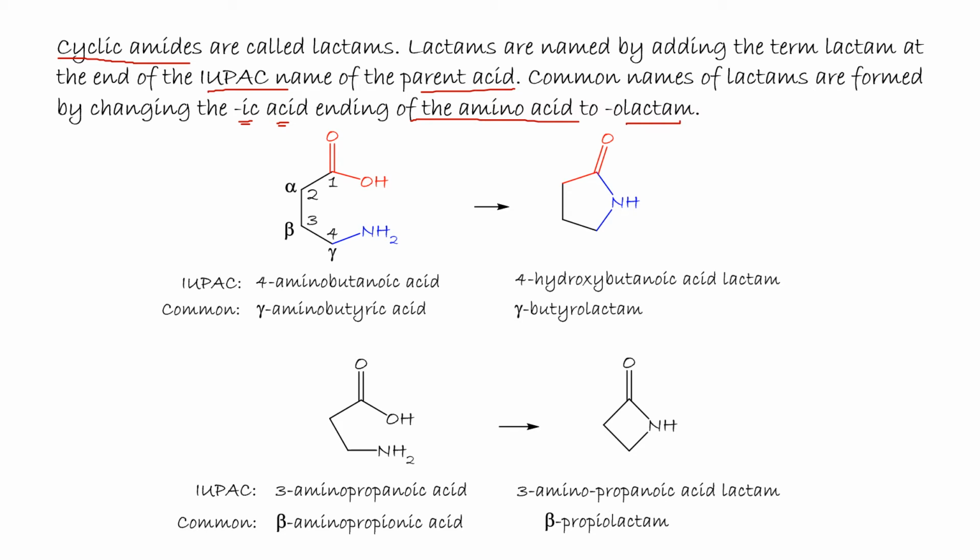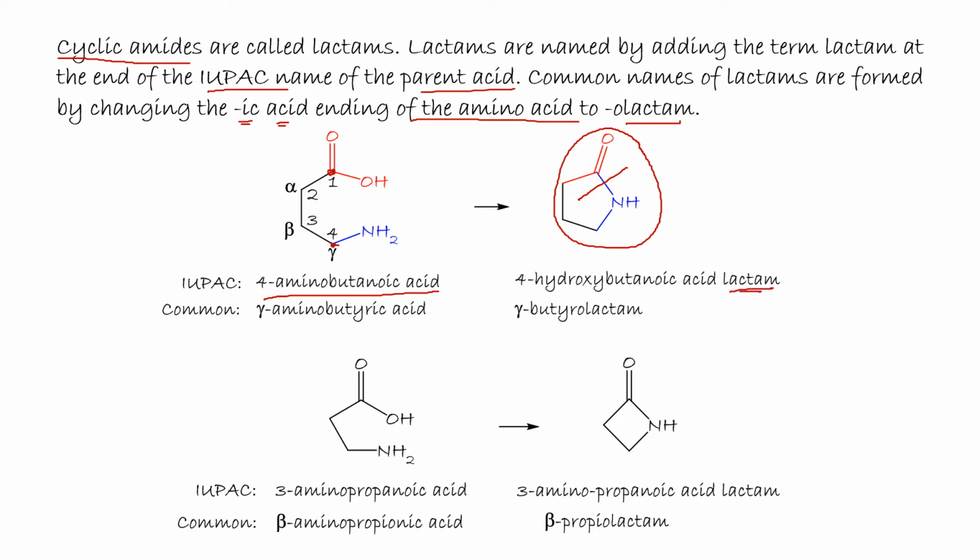Let's see, here we have this lactam, a cyclic amide. It came from a carboxylic acid and an amino group. You break in here. The name of this acid is 4-aminobutanoic acid. So the IUPAC name will be 4-aminobutanoic acid lactam.